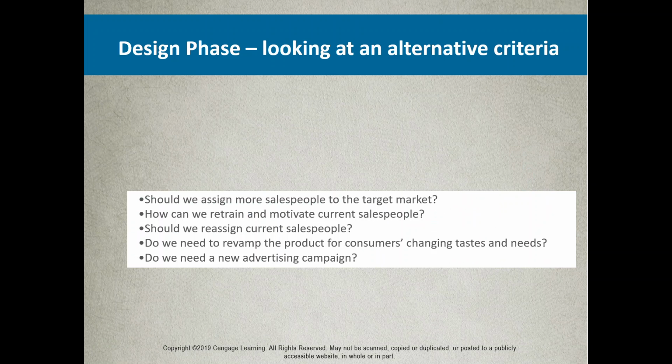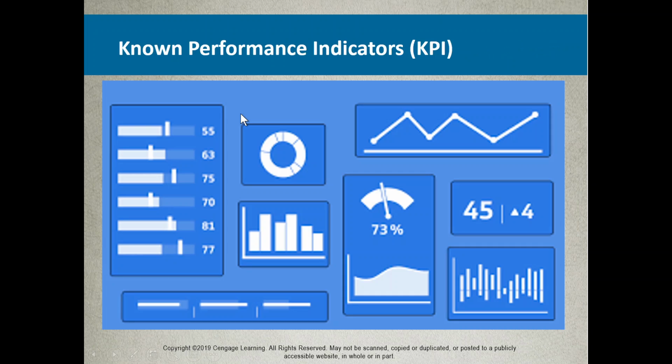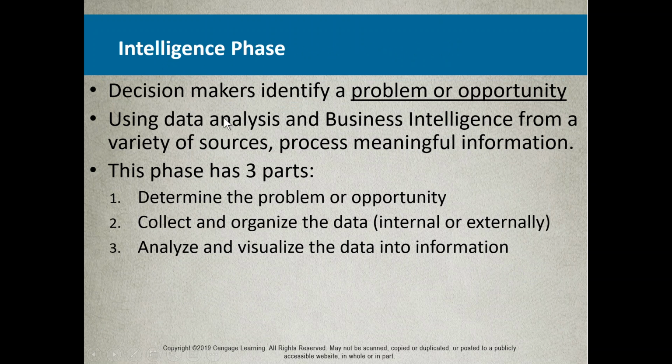All right, so I hope that gives you a clear understanding of the different phases, at least in the initial intelligence phase, which is collecting all that data. There are three phases in there: determining the problem, what is the problem? Collecting and organizing the data, and I just gave you a practical example of that. And then analyzing and visualizing the data into information, which I think I've explained as well. All right, let's move on to the next phase.